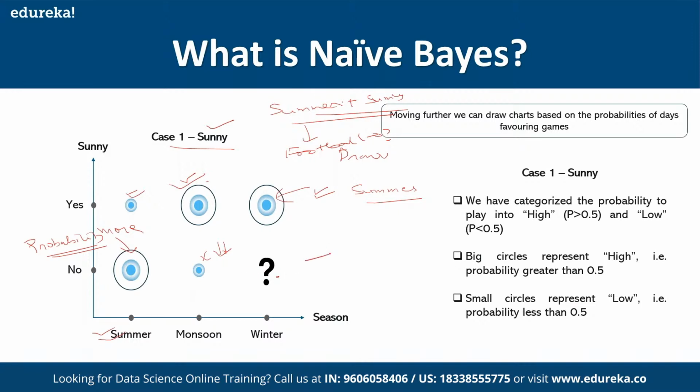Now the question is, how will you quantify this? Suppose I am asking you a question: please quantify the probability, given that today it is sunny and it is winter time. What do you need to give as a data scientist? I am asking all of you, please quantify for me what is the probability of no, given the weather conditions are sunny and winter. This is the question you need to answer.